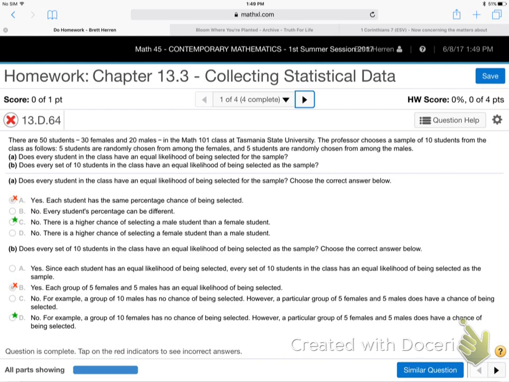Now, do you see that? How does that work? Well, suppose you're in this class. There are 30 females and 20 males. If you're a female in this class, what's the chance you'll be selected? How many females did he pick?